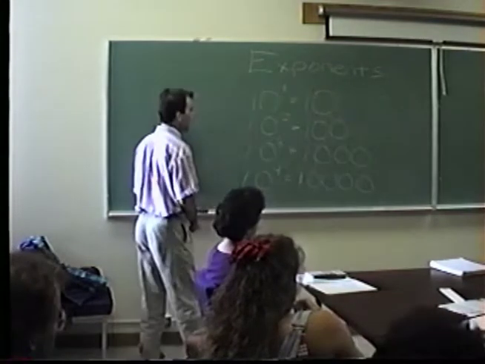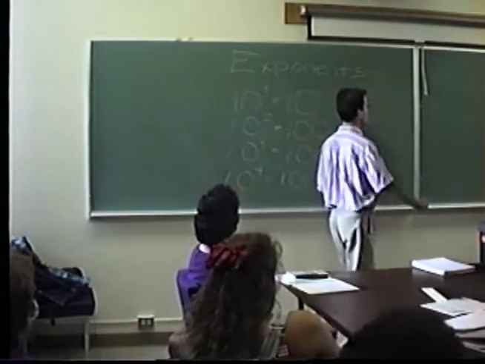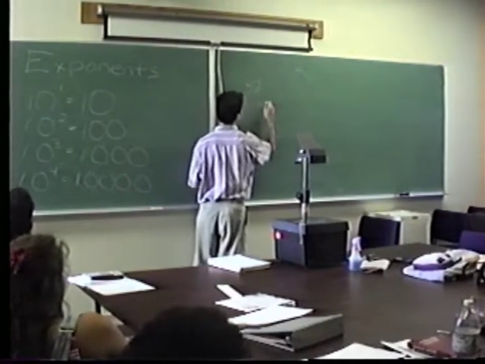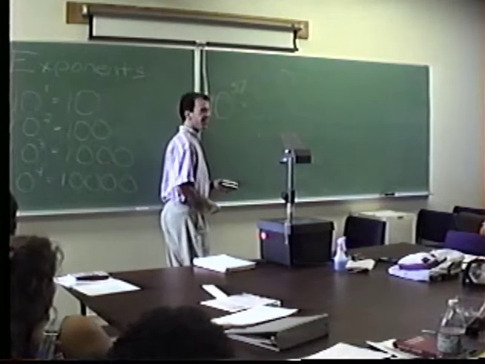If I had 10 to the, say, 57th power, how many zeros would I have? 57.